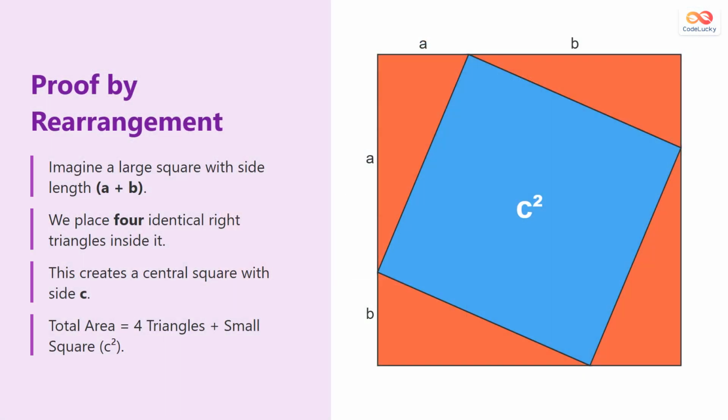Let us look at a proof that uses a puzzle-like rearrangement. Imagine a large square box. We place 4 identical right triangles inside the corners. This leaves a square empty space in the middle. The side of this central empty square corresponds to the hypotenuse. See, therefore, the area of this empty white space is c squared.